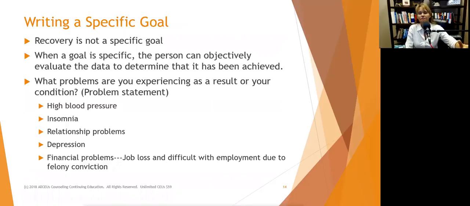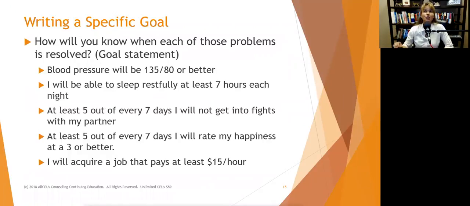Down in the family section, relationship problems. In the psychiatric section, depression. And then in the educational financial section, job loss. Those are all things that could be identified as current problems as a result of their condition, whether it's depression or addiction or both. How will you know when each of those problems is resolved?